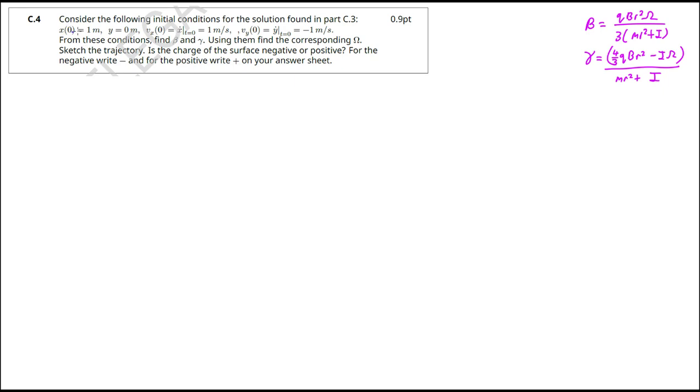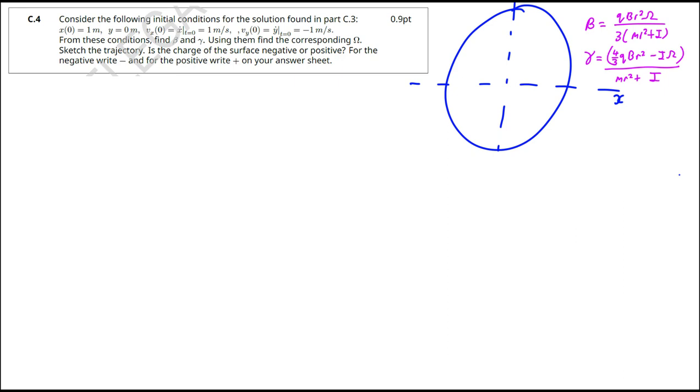So they've given us the initial position. I may as well draw a diagram for this. Okay, so this is x and this is y. We're starting at this initial position here, so that's going to be a distance of 1 meter away from the middle. And then we have velocity. Our velocity in the x direction is 1 meter a second. Our velocity in the y direction is minus 1 meter a second. So that means the ball is going to be going this way.